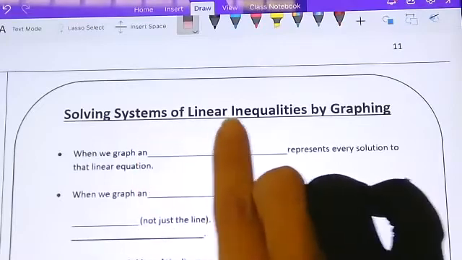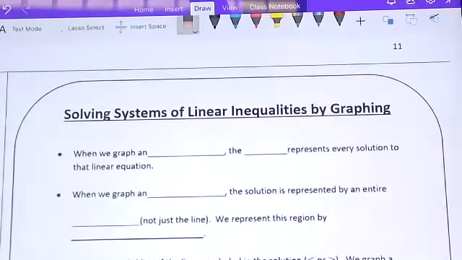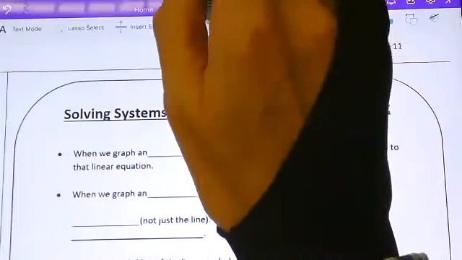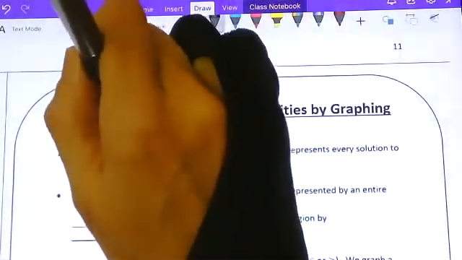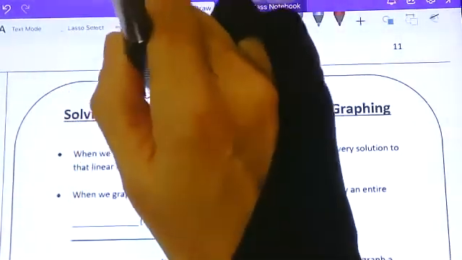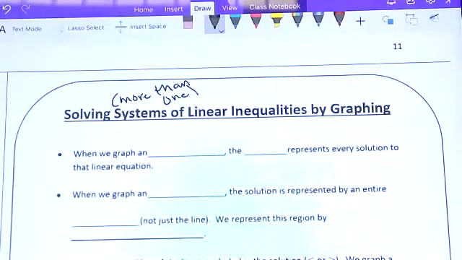So, solving systems of linear inequalities by graphing. Systems is a fancy word for more than one. That's what a system is. Whenever we say a system in math, it's just a way of saying more than one. So solving more than one linear inequality by graphing. And we're going to be doing 2. We're not going to do more than 2, even though we could, but we're just going to do 2.